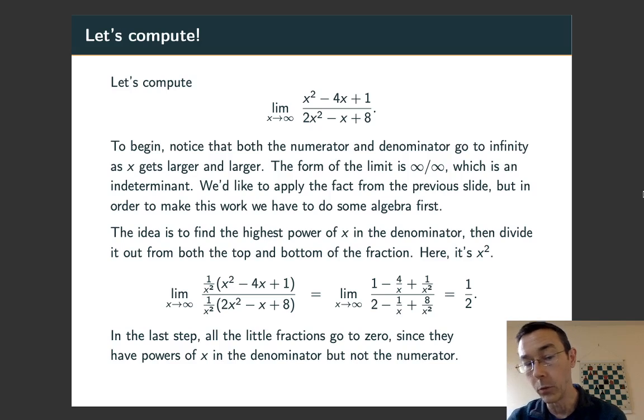x squared over x squared is 1. 4x over x squared is 4 over x. And 1 times 1 over x squared is 1 over x squared. Similarly, the denominator becomes 2 minus 1 over x plus 8 over x squared.